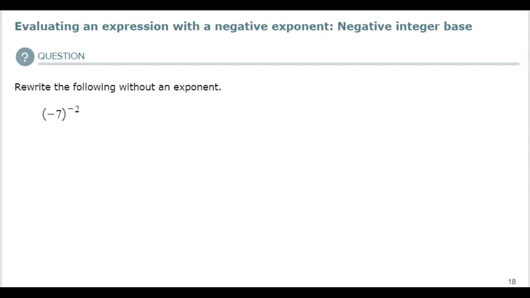Something like this is different because we're going to talk about how to handle that negative sign in the front. That stays negative. My exponent becomes positive though. And then negative 7 times negative 7 is 49.